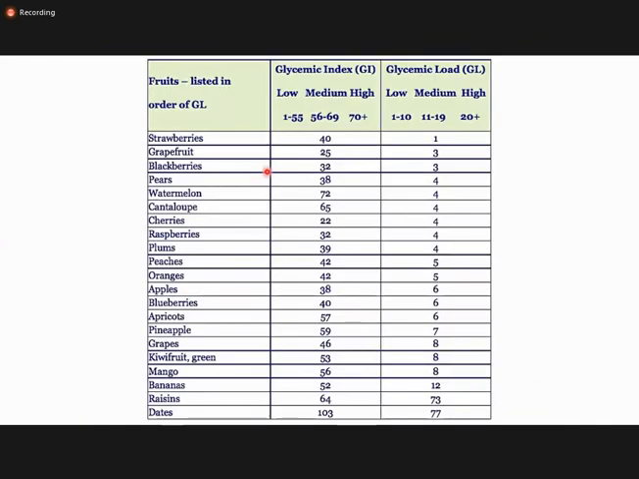Now, similarly, we can list the fruit items with a glycemic index and a glycemic load. So I'm just trying to give you a sense of food items that have different glycemic index and different glycemic loads. So when you go to your practices, you can counsel your patients as far as nutrition is concerned, which food items you should be taking, which food items you should not be taking.